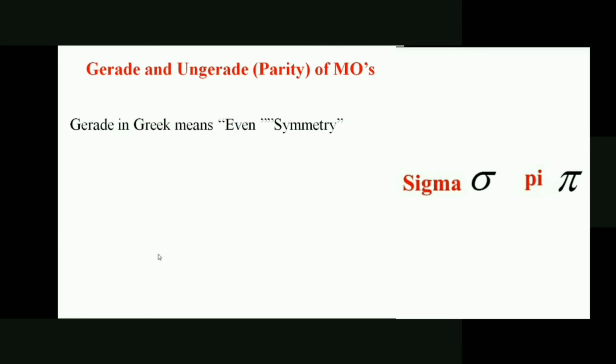Basically, gerade is a German word which means even, or symmetry, whereas ungerade means uneven, or asymmetry. In Hindi, even means samanta, in Marathi, saman, and when we talk about uneven, in Hindi it means asamanta and in Marathi asaman. So whenever we see any structure, we can categorize it as either symmetry or asymmetry.